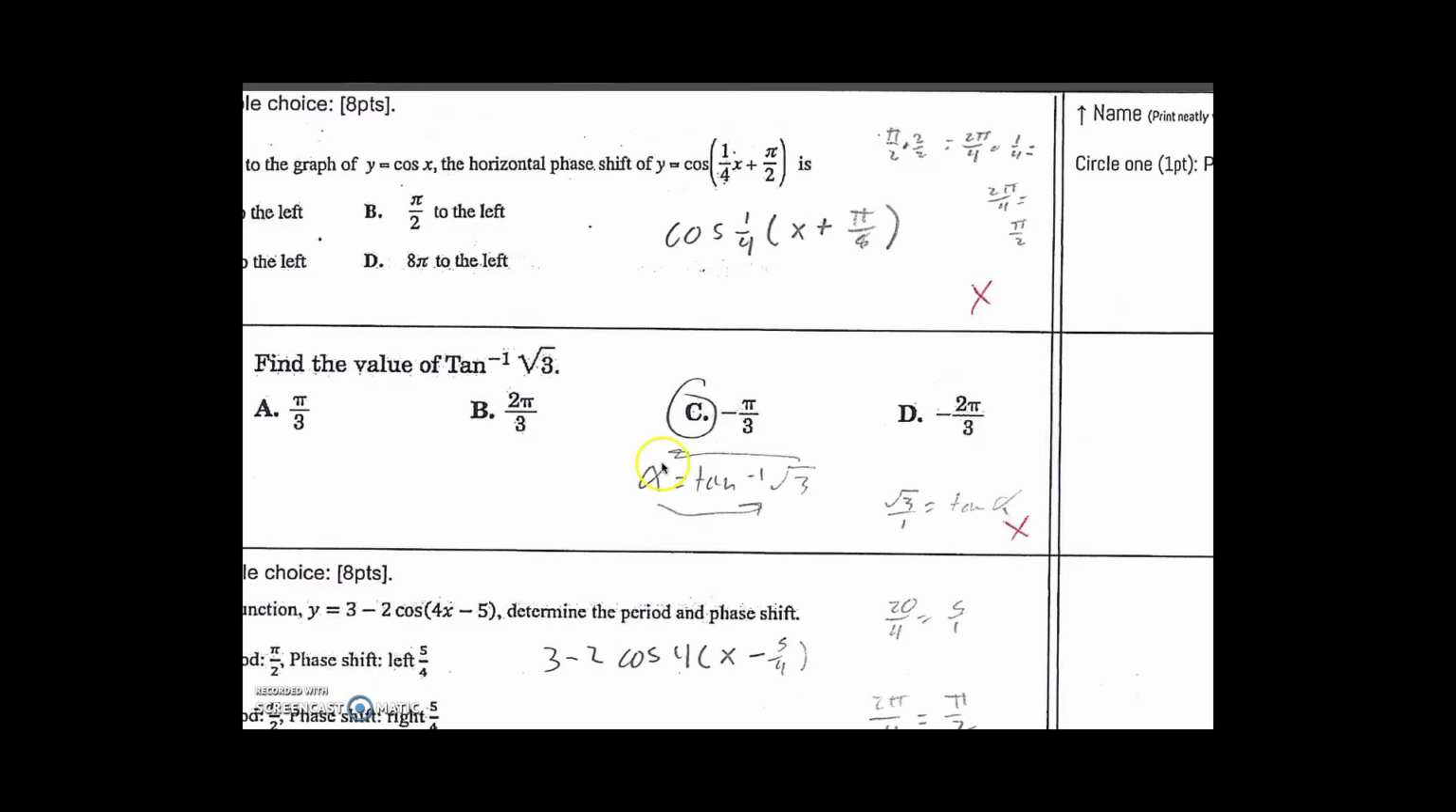Not sure if the student knew it was pi over 3, or if they knew the inverse range or the restricted domain values. Definitely have that table copied onto your formula sheet or memorized.